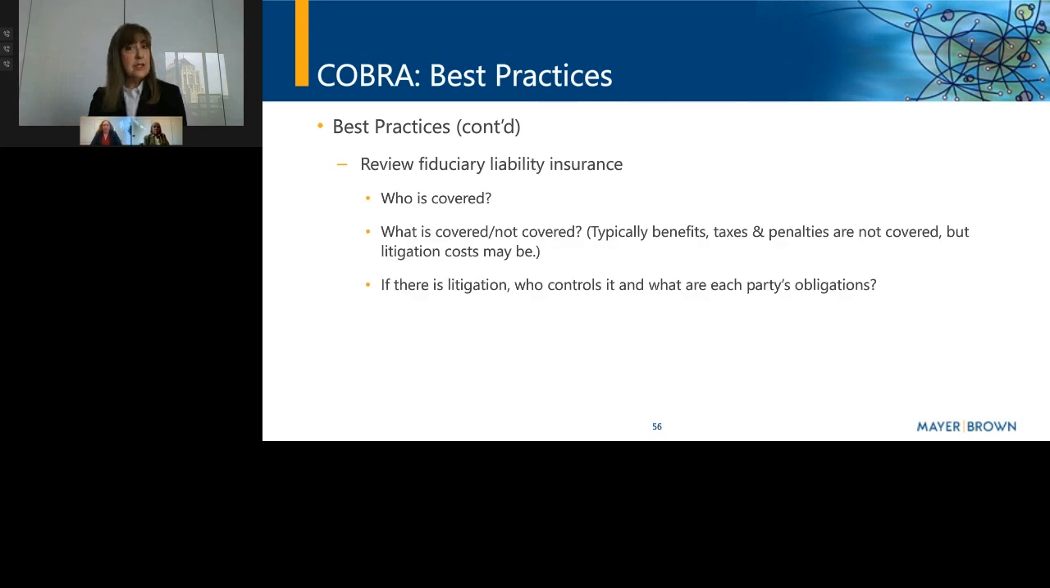And also consider looking at your fiduciary liability insurance in the event there is a lawsuit. What does your insurance cover? What does it not cover? Who is covered? And it is sometimes surprising for employers to learn that excise taxes and penalties are typically not covered under these insurance policies, nor are actually benefits if you get tagged with liability that you can't insure and you end up having to self-insure some medical benefits. The actual benefits are typically not covered.